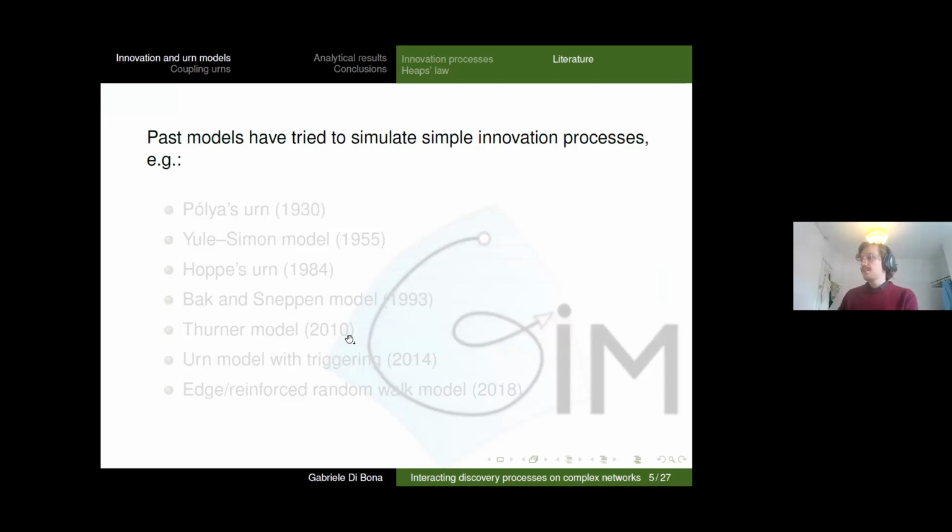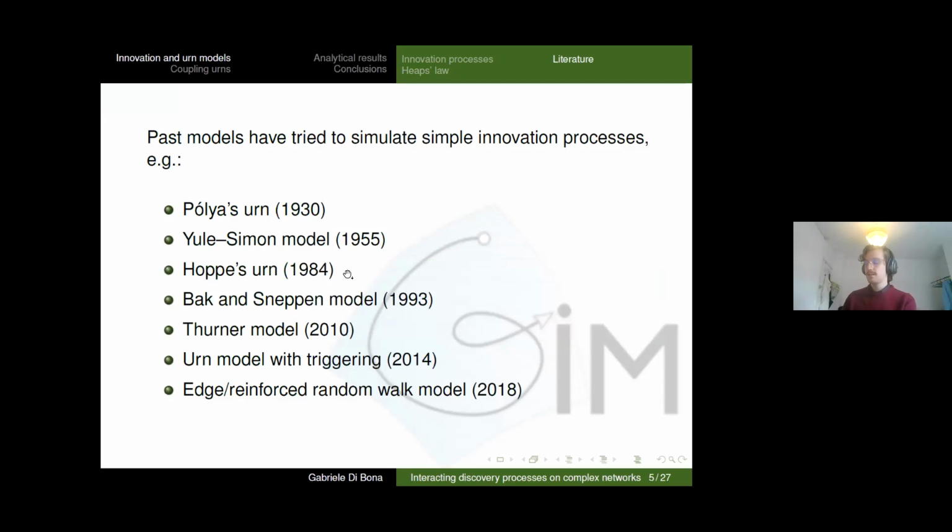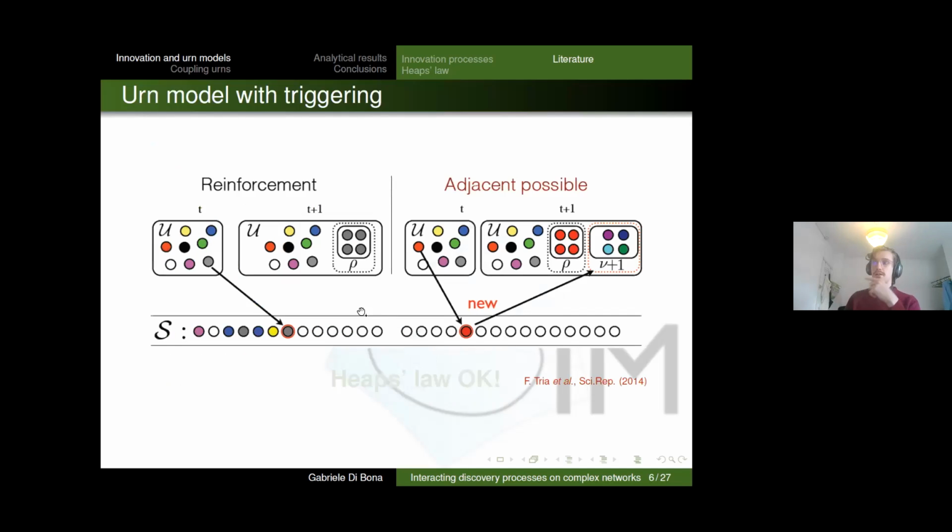And different models in the past have been trying to simulate this process with more or less success, depending on what the point of view is. You can see here many different approaches, from urns, also random walks, and some other models from economics or biology. But here we're going to focus only on one. This came out in 2014. It's called the urn model with triggering. I'm going to show you this because it's at the base of the model I'm going to propose later.